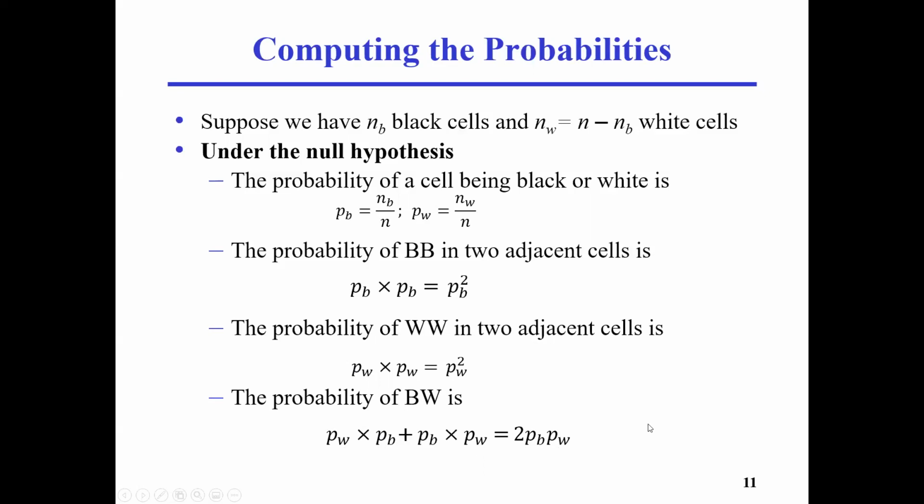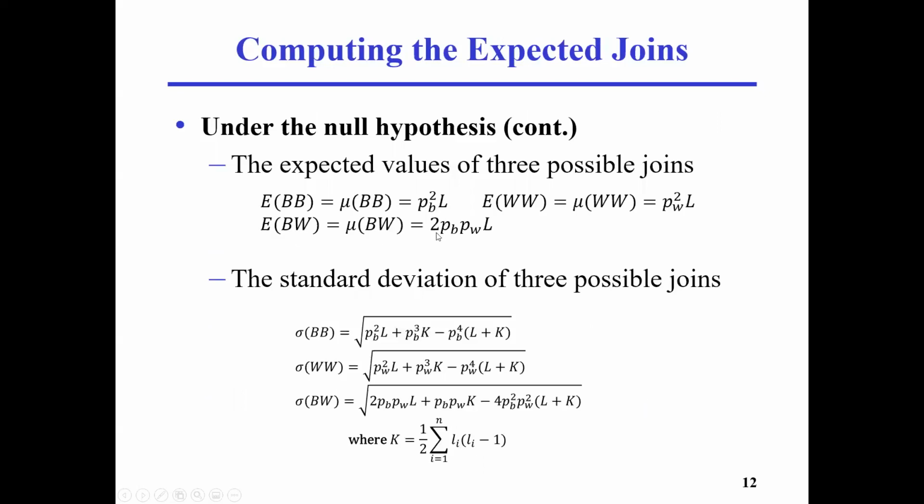After these definitions, we define more. The expected number of BB joins is equal to the average value of the number of BB joins. In total we have L joins, and the probability of finding a BB join is the squared PB. So this is the expected value for the number of BB joins. Similarly, we have the expected value for the number of WW joins.